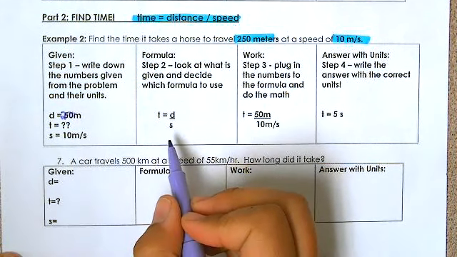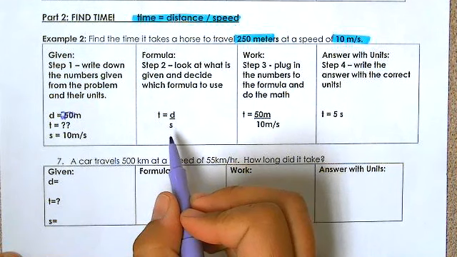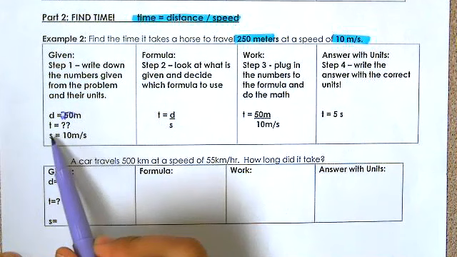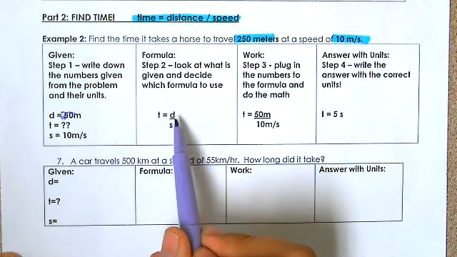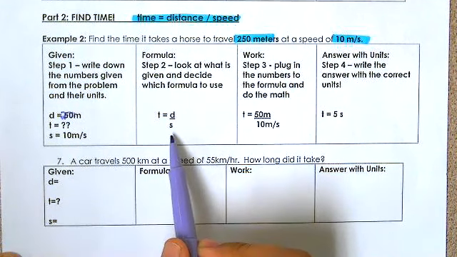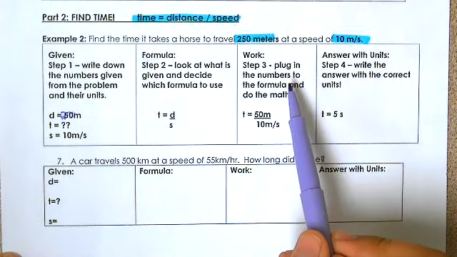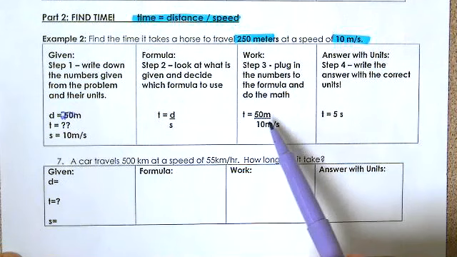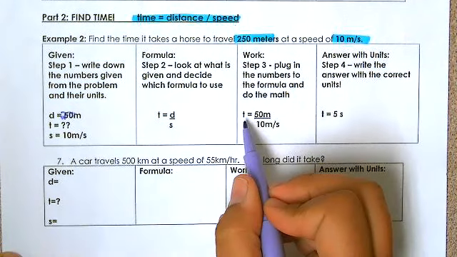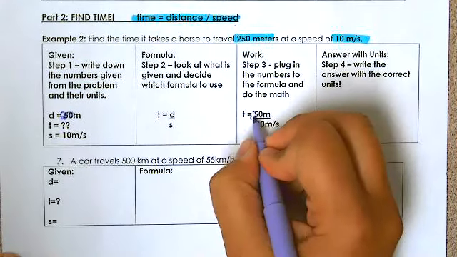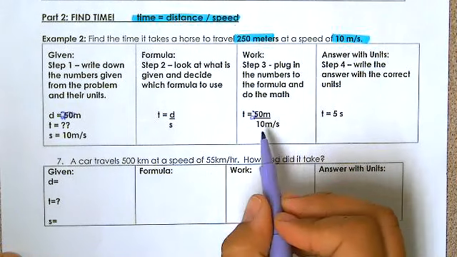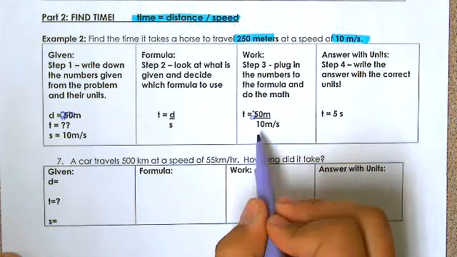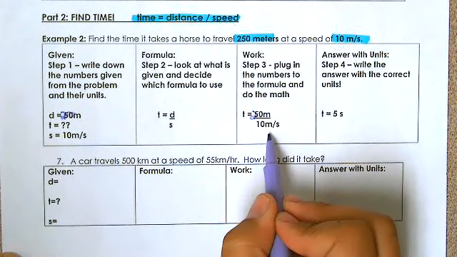Step 2, look at what is given and decide which formula to use. So step 2, we're looking for the time. So we need distance divided by speed. Step 3, plug in the numbers that are given into the formula and show your work. So time is the distance, 250 meters, divided by 10 meters per second.